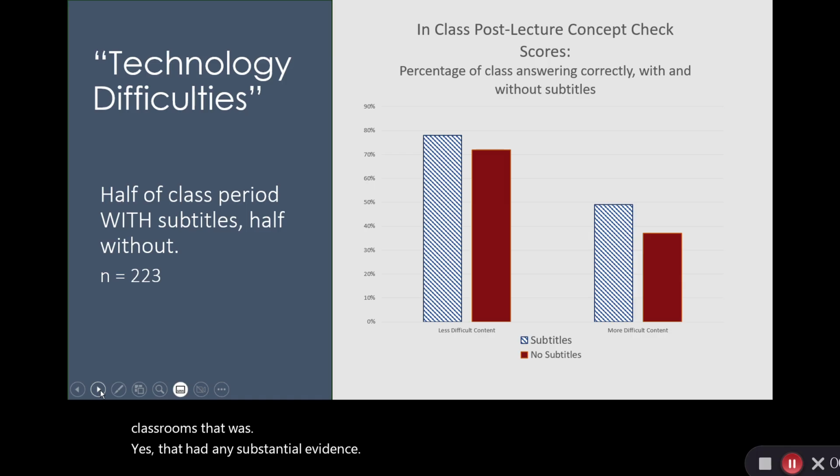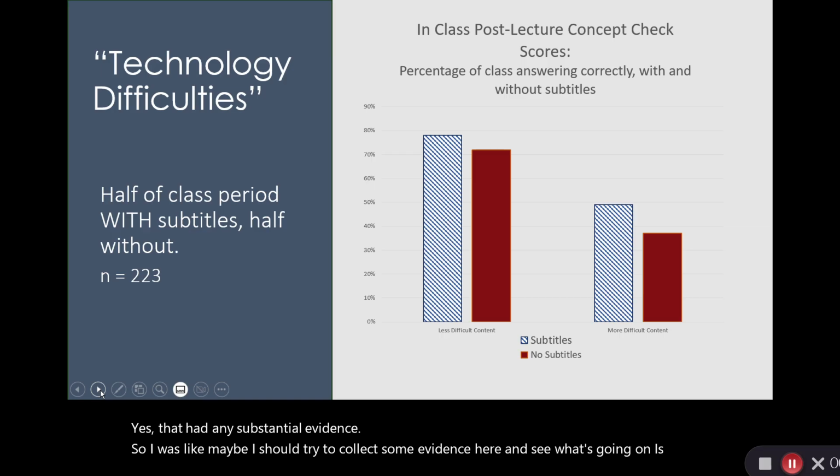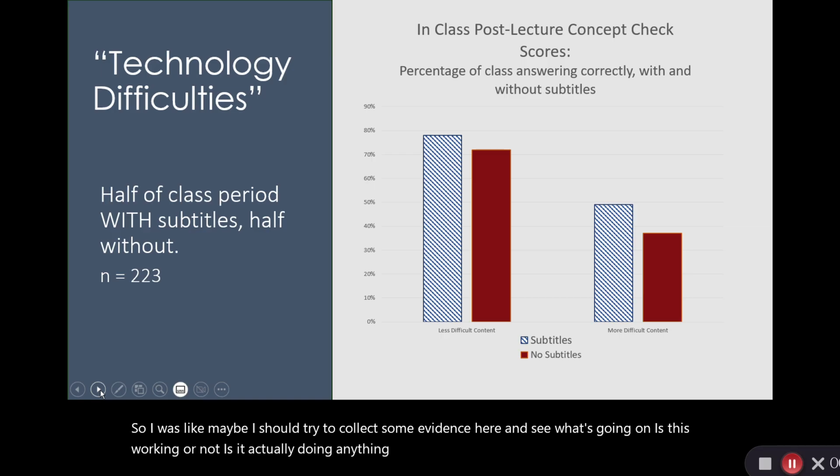So I was like, maybe I should try to collect some evidence here and see what's going on. Is this working or not? Is it actually doing anything with learning outcomes?